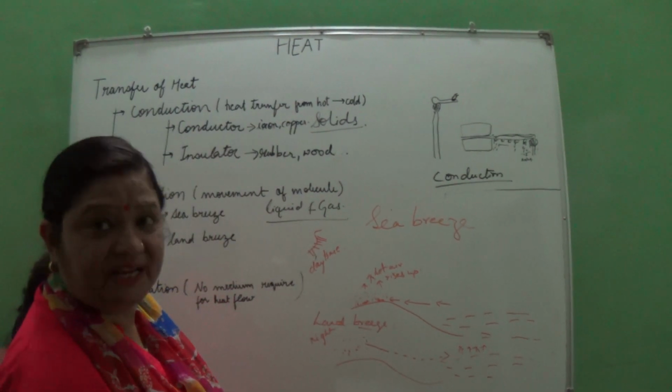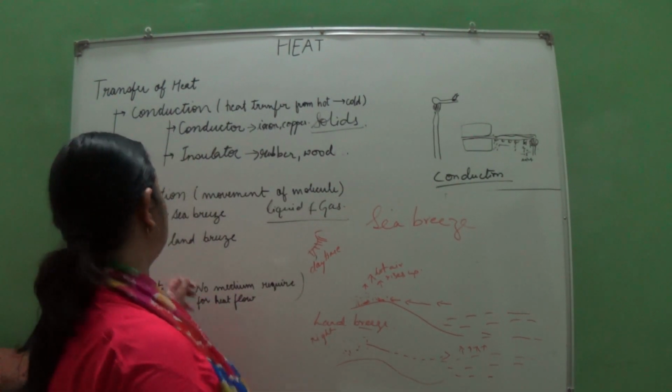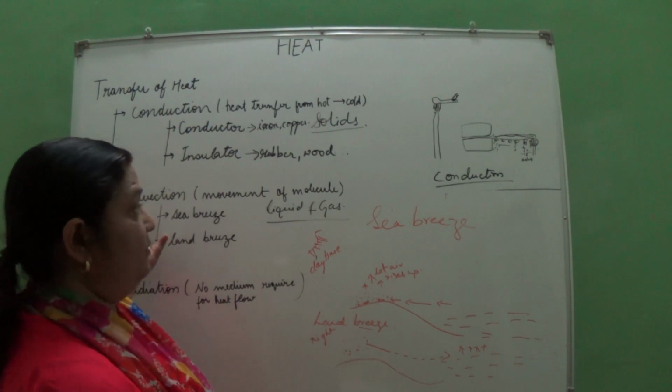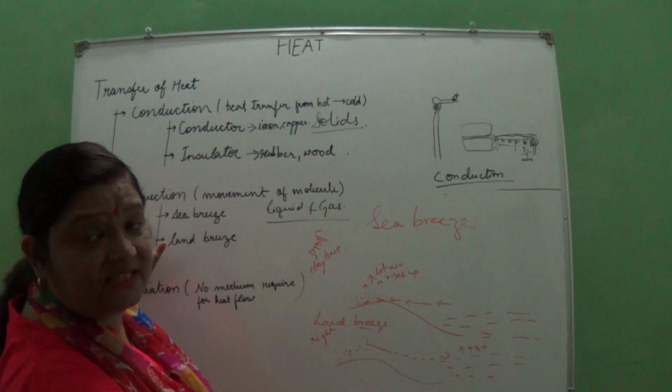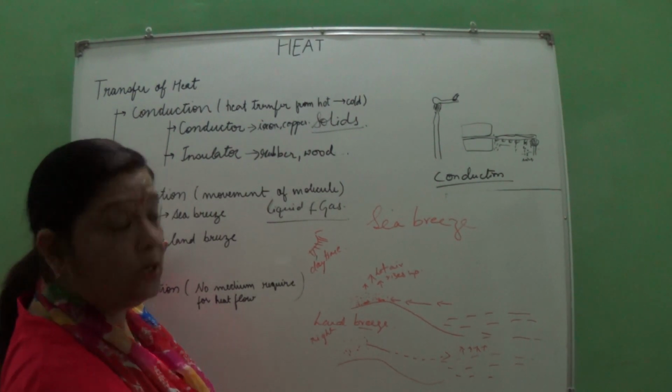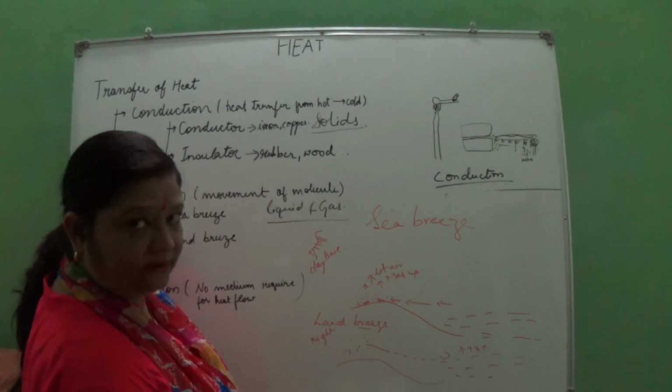And this is known as land breeze. Another application of convection we can see in hotels and big buildings, where we see central AC. This central AC also cools the whole area by the process of convection.